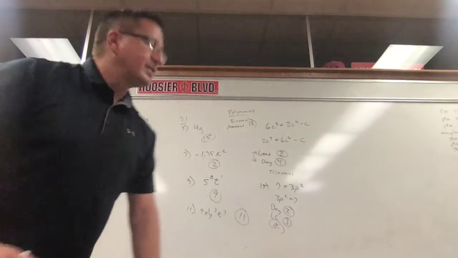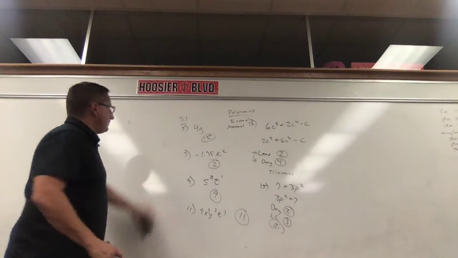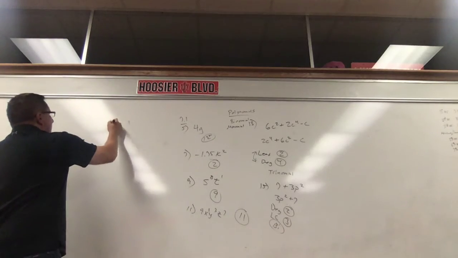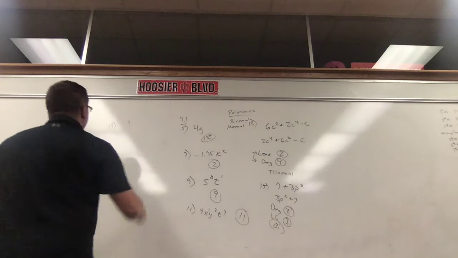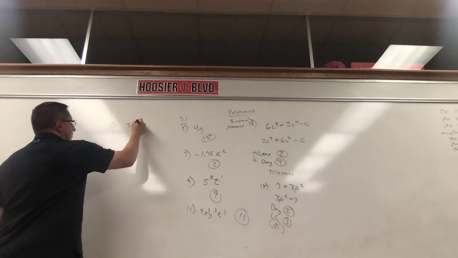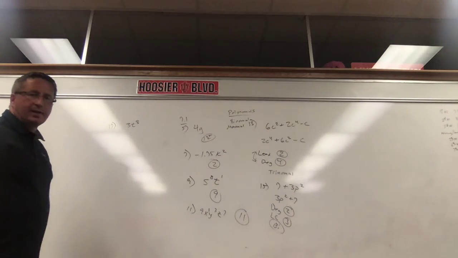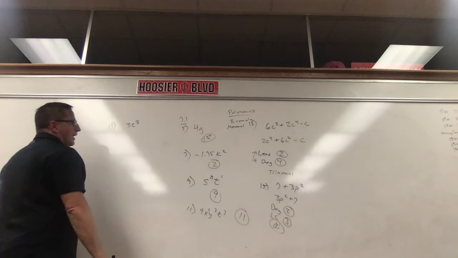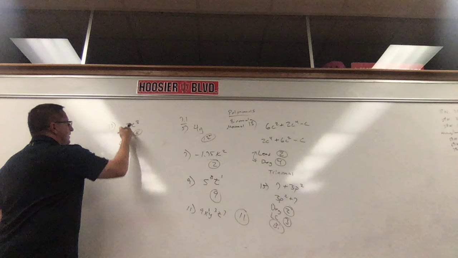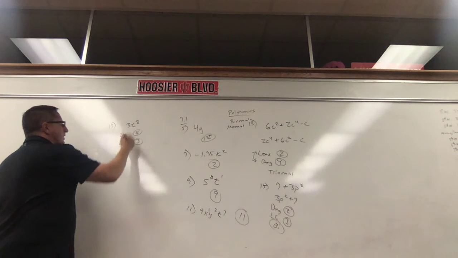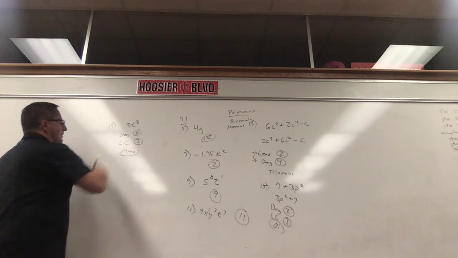Number 17. Okay, this is a quick one. They give us 3t to the 8th. Well, it's in the right order. It has to be in the right order because there's only 1 term. They ask us for the degree. The degree is 8th degree. The lead coefficient is 3. And there's only 1 term there, so it is a monomial.